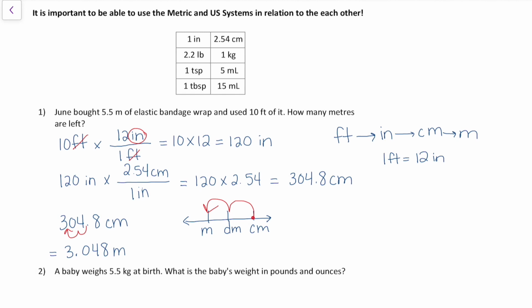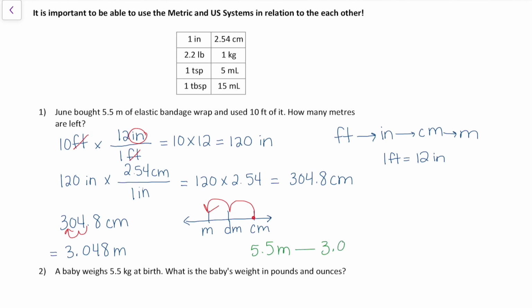Right now, I've just figured out that 10 feet is equal to 3.048 meters. So we're going to look back at the question. The question asked how many meters are left. So I'm going to take my 5.5 meters and subtract my 3.048 meters.